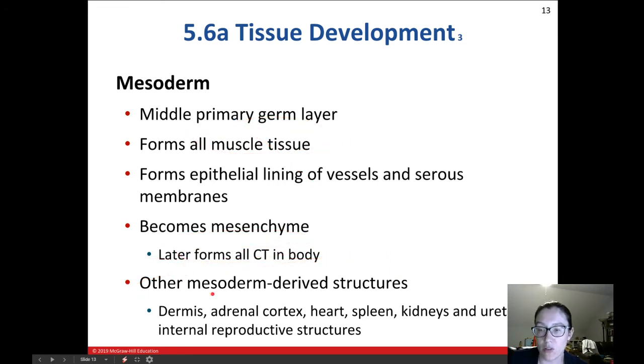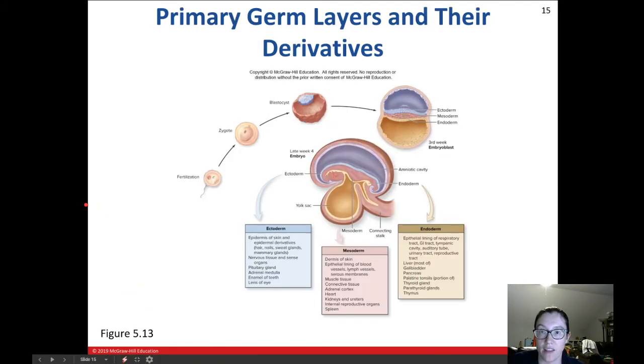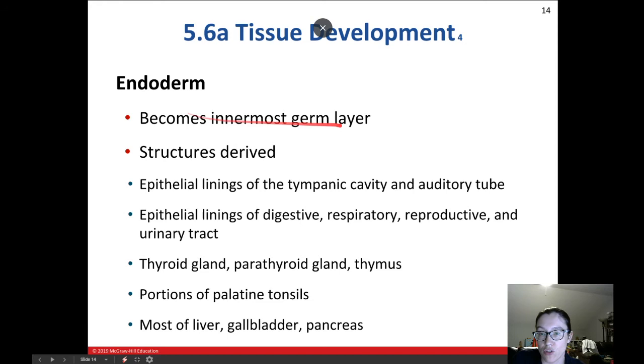And some other mesoderm-derived structures are the dermis, right, which is some connective tissue, adrenal cortex, the heart, which has some muscle tissue in it, right, spleen, kidneys, ureters, internal reproductive structures. So we've got the mesoderm forming the muscle tissue as well as the mesenchyme, which is going to form the connective tissue in the body. The ectoderm forms the nervous tissue, and then the endoderm is going to be the innermost germ layer.